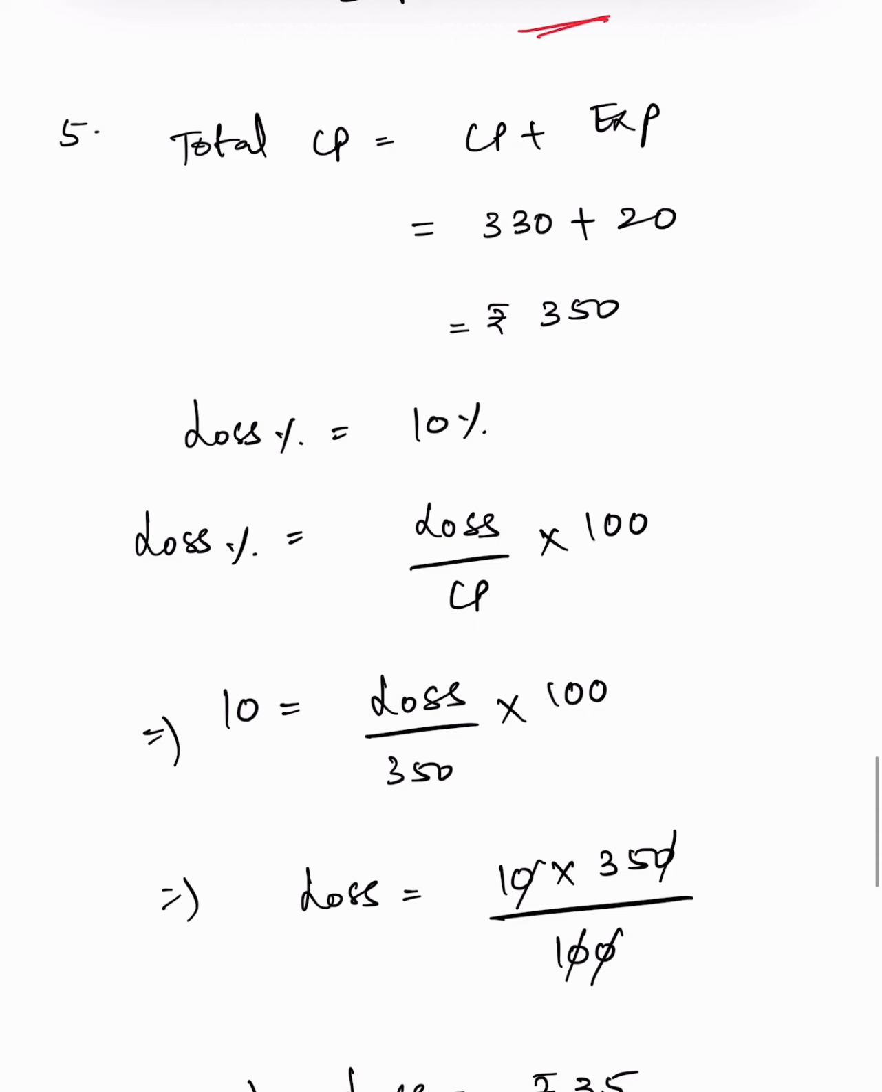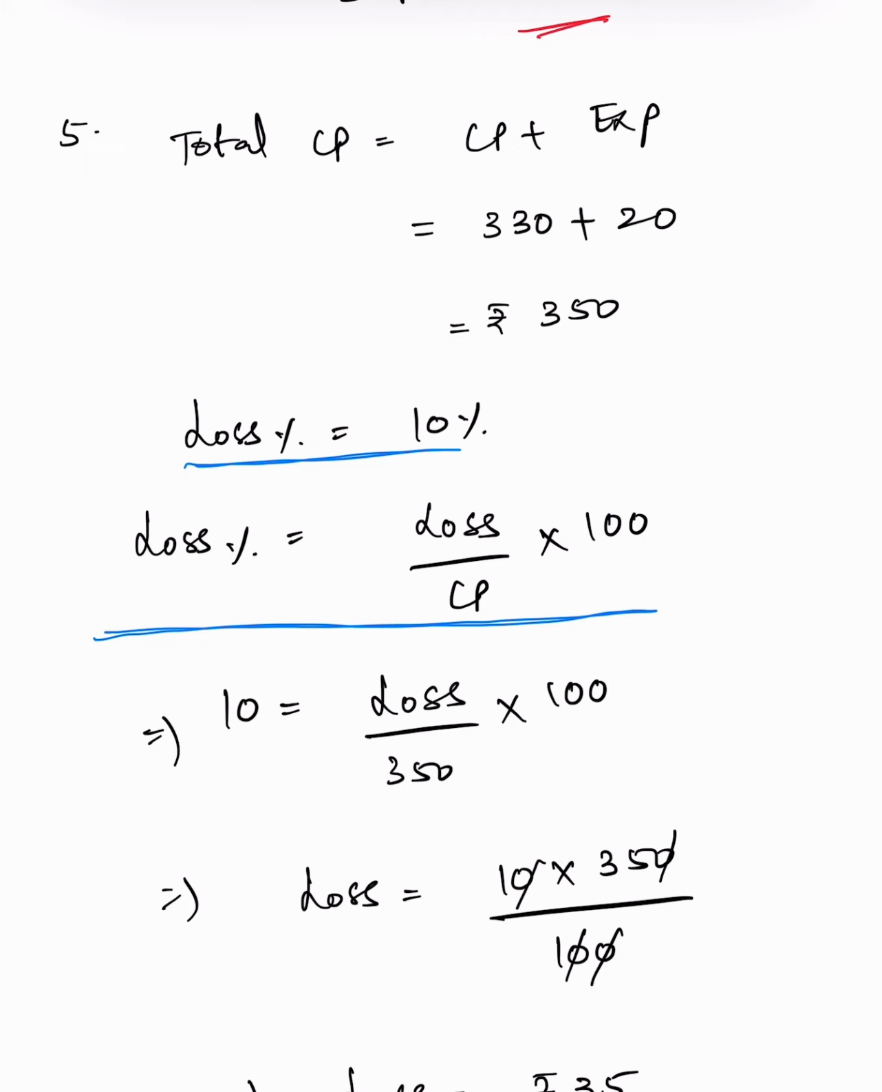Again, fifth problem. Total cost price is cost price plus expenses, that is equal to 330 plus 20, which is equal to rupees 350. Loss percentage is given here. Loss percentage is 10%. When the loss percentage is given, this is the formula. Loss percentage equal to loss by CP into 100, because whether it is profit or loss, they have to be calculated only on cost price. So loss percentage is loss by CP into 100. So 10% is loss percentage.